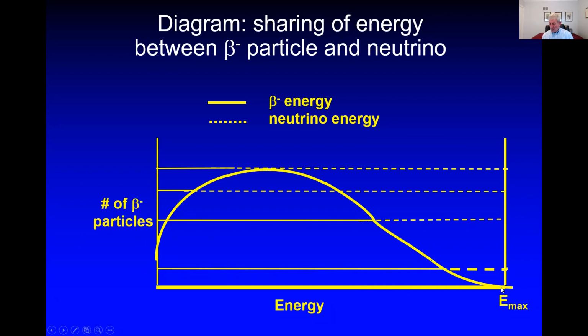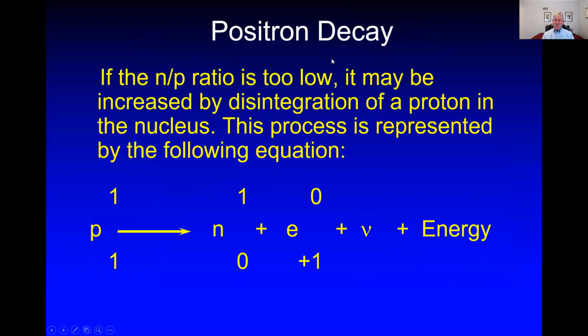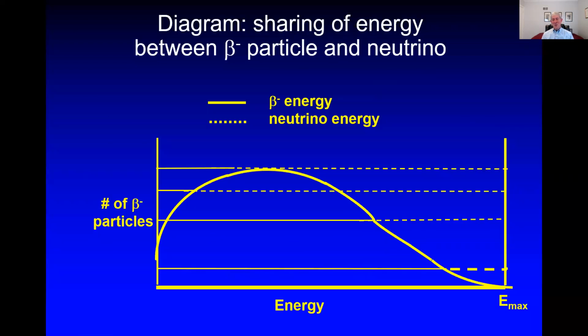And out here at Emax, we have 100% beta and 0 neutrino. But remember, that almost never happens. It's maybe 1% of the time. So this is called the sharing diagram. And you're simply plotting the population as a function of energy. The important thing to remember is that betas are not monoenergetic like alpha particles. Okay, any question about beta particle decay?